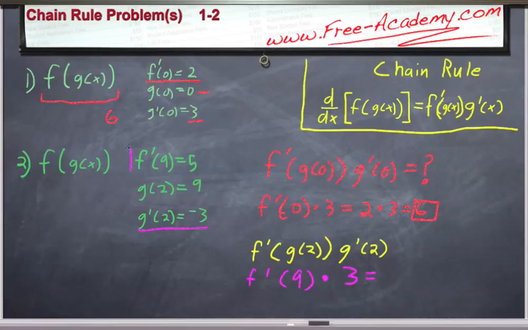and then we can use the substitution that the derivative of f at 9 equals 5. So substituting that into here gives us 5 times 3, which is equal to 15. Our answer for problem 2.